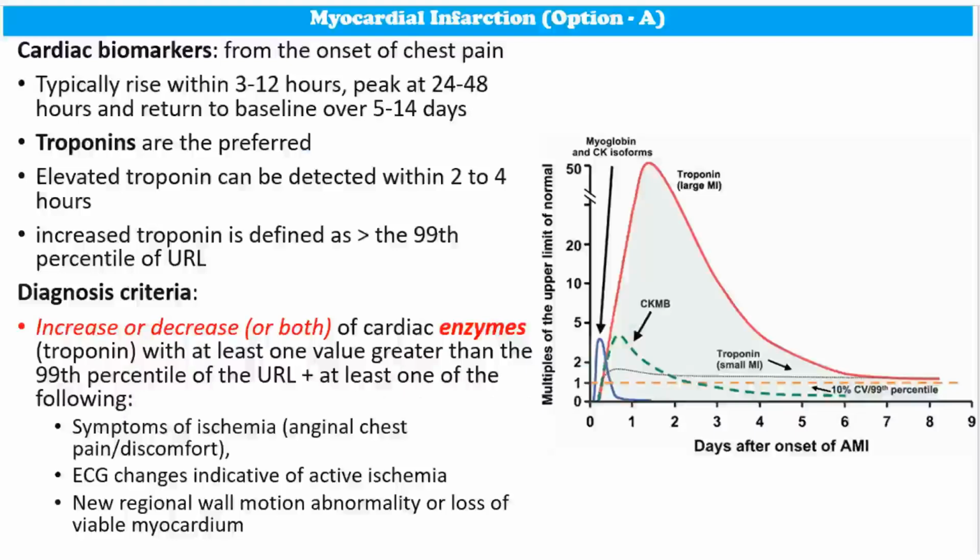An increased concentration of cardiac troponin is defined as exceeding the 99th percentile of a reference control group. Troponin exceeding this limit on at least one occasion in the setting of clinical ischemia is indicative of myocardial necrosis.